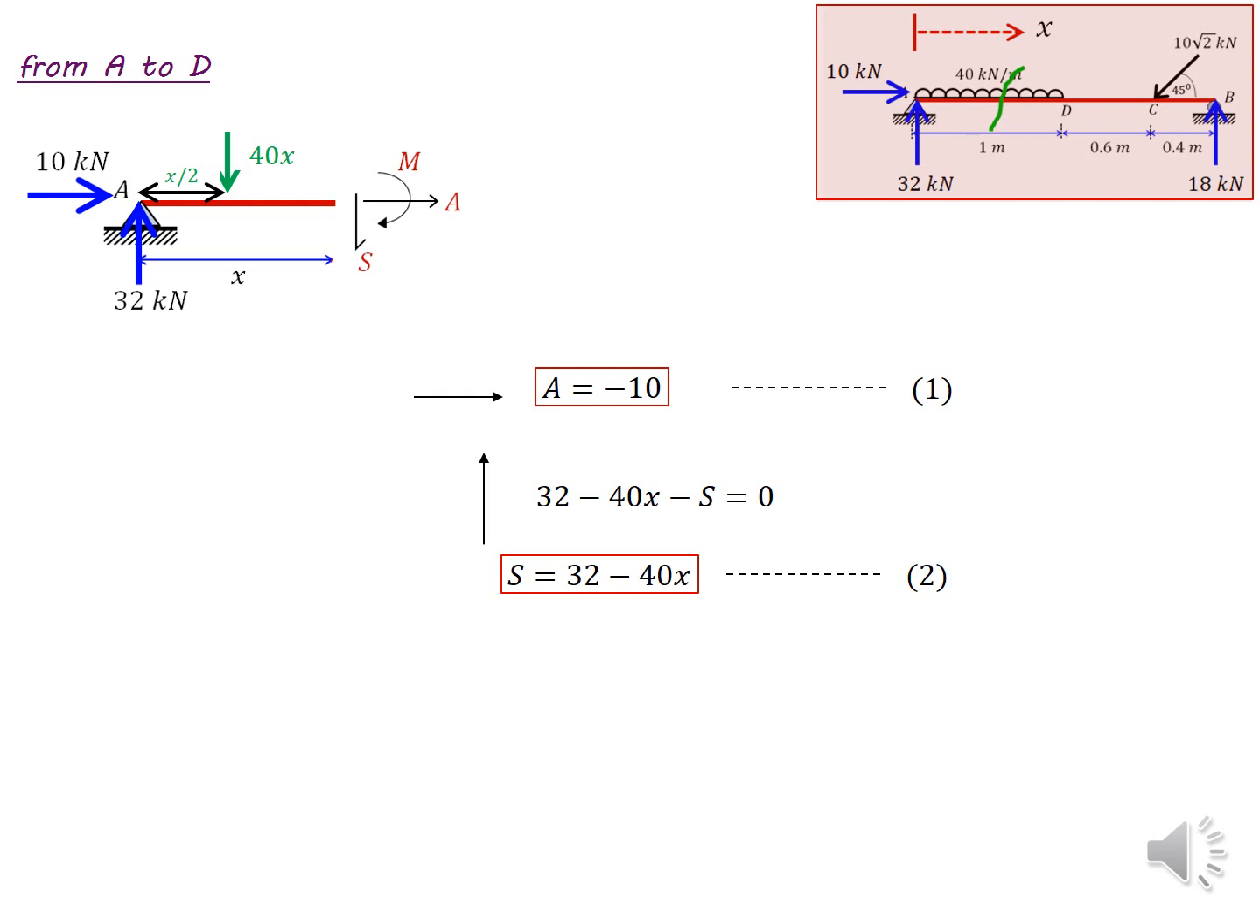So for the vertical equilibrium, adding all these loads should be equal to 0. So my equation is 32 minus 40x minus S equals 0. There you can find the S with respect to x. Now my S is 32 minus 40x.